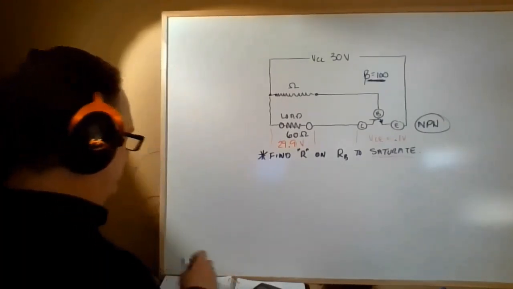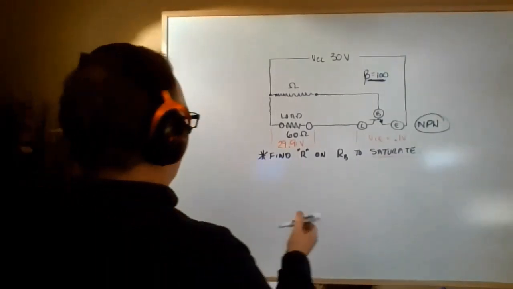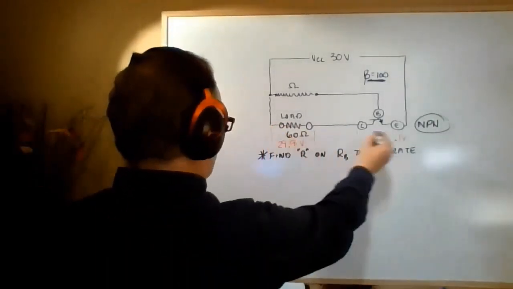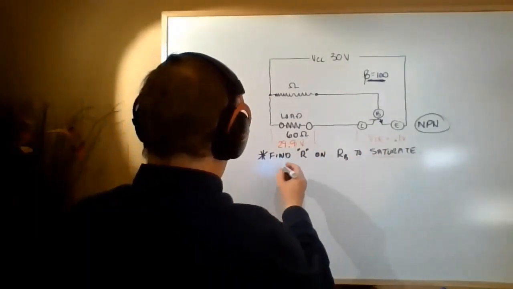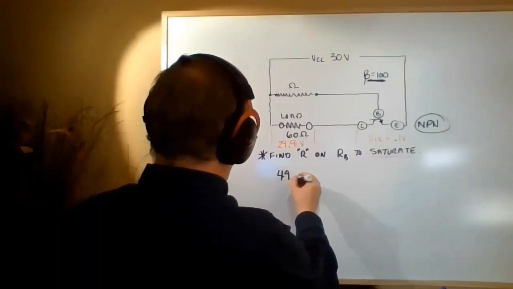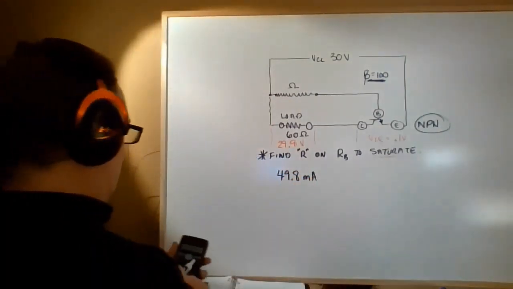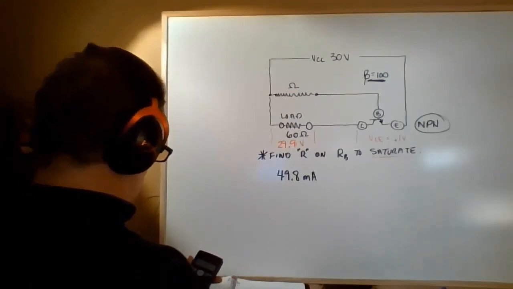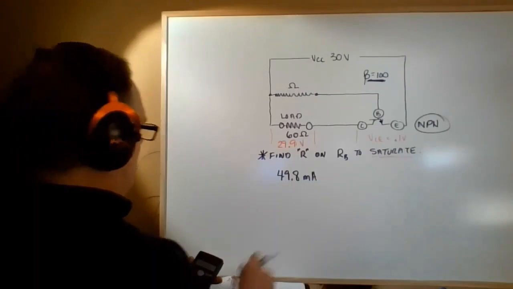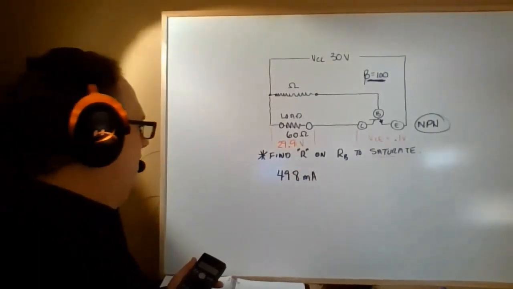So if my calculations are correct, that gives me a collector current, which is really the load current flowing in here, of 498 milliamps. My bad, 498 milliamps. So right about half an amp, right?